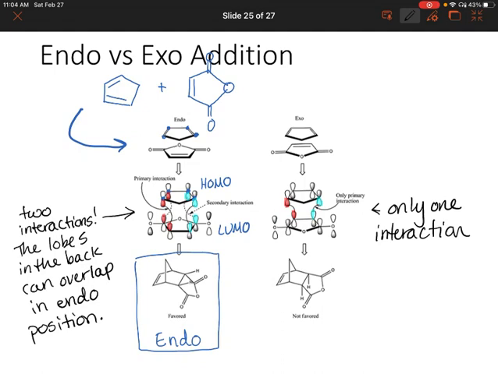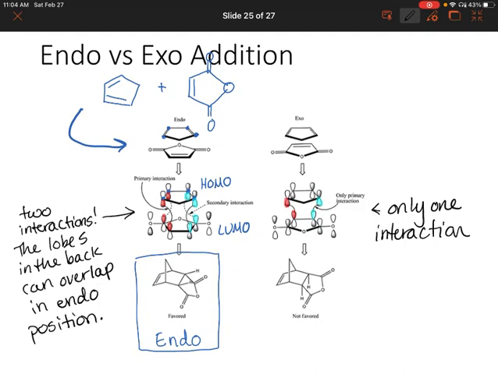Okay, so this might be a little confusing, but at the end of the day, just remember the endo product is the favored product. So it's more stable for the electron withdrawing groups to face inward toward the reaction.